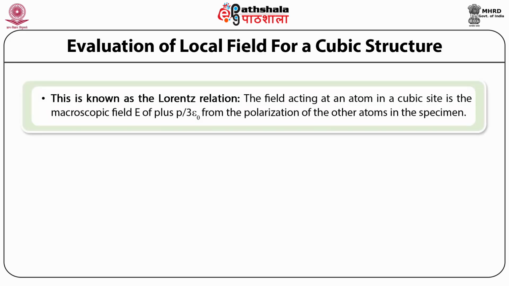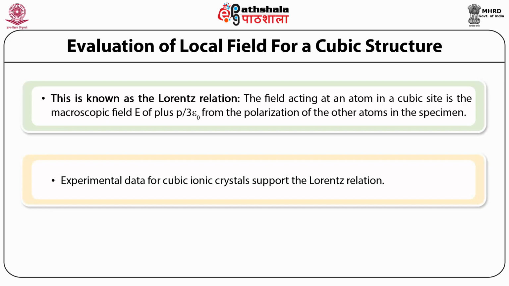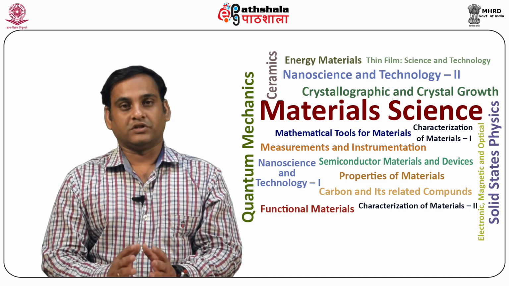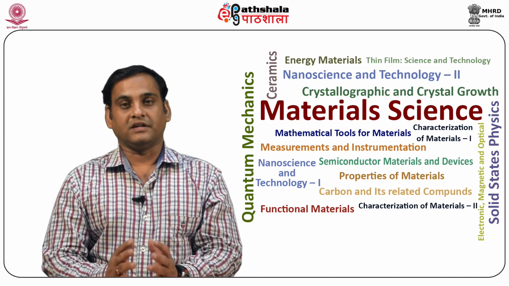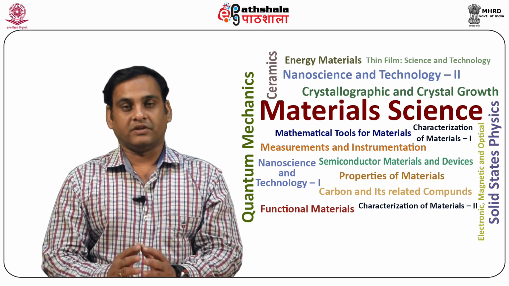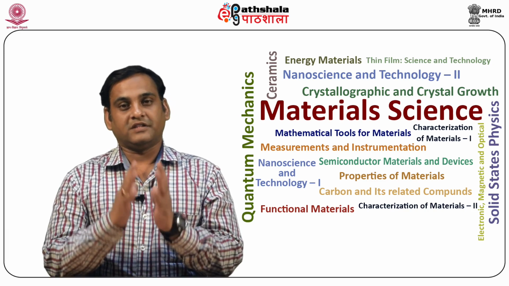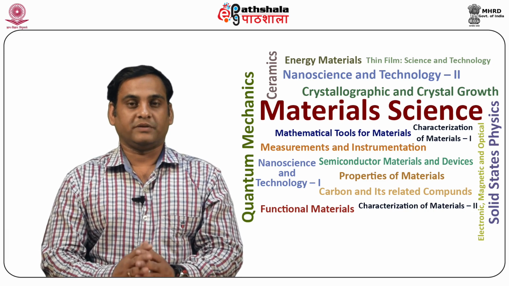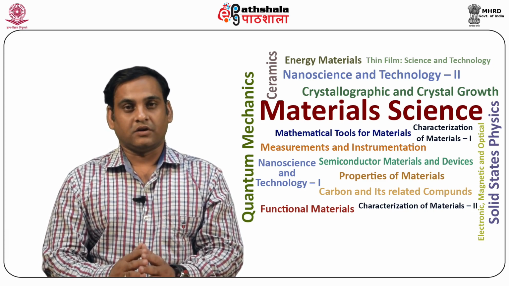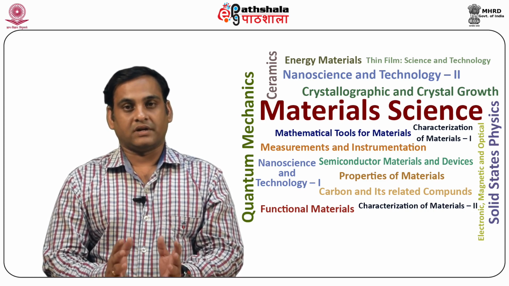The field acting at an atom in a cubic site is the macroscopic field E plus P/(3ε0) from the polarization of the other atoms in the specimen. Experimental data for cubic ionic crystals support the Lorentz relation. The difference between E, which is known as the Maxwell field, and the local field E_local may be explained as follows. The field E is a macroscopic quantity, and as such is an average field, the average being taken over a large number of molecules as shown in figure 4. It is this field which enters into the Maxwell equations, which are used for the macroscopic description of dielectric media.